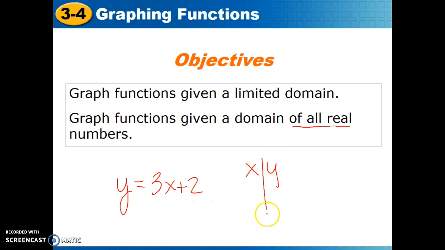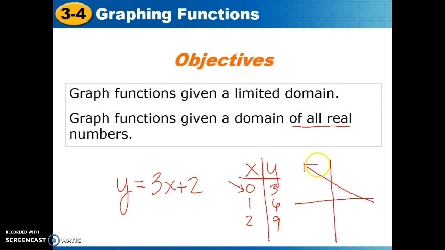What if we had a table? How do we recognize that we have a function? Well, we know that x, or the domain, may not repeat. So as long as we see no x values repeating, we know we have a function. Also, if we're looking at the graph, we understand that a vertical line test, a vertical line traveling over that graph, only hitting one spot at a time, indicates a function.